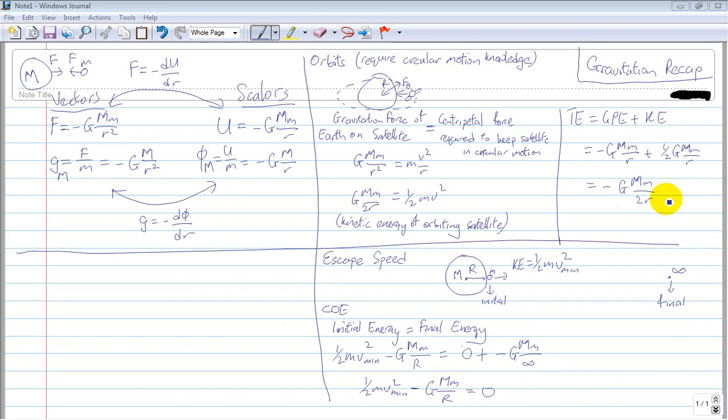Okay, let's do a gravitational recap. Again, I say this is not a replacement for reading your notes, so please read your notes as well. Okay, so let's start. We look at the four basic formulas in gravitation first.